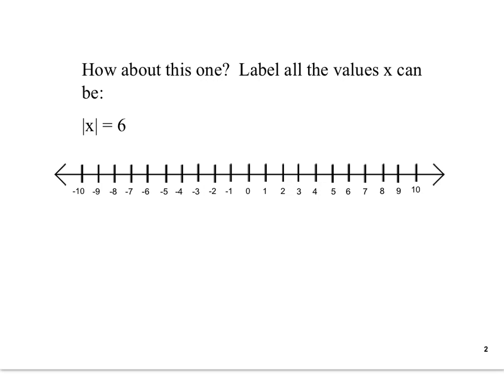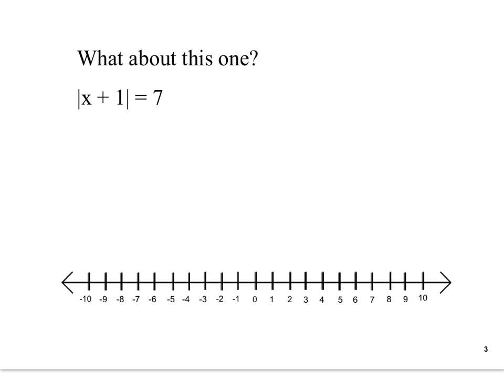So how about this one? The absolute value of X is 6. That means the distance from 0 is 6. Well, which values are 6 away? Well, 6 is 6 away, but so is negative 6, because this is your distance, right? Distance is always positive, and that's why we always think of absolute value as positive. But you have to start thinking of it as distance from 0.